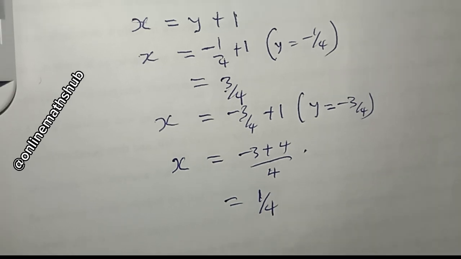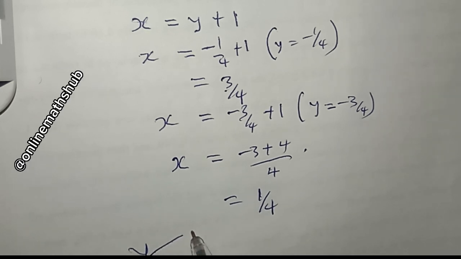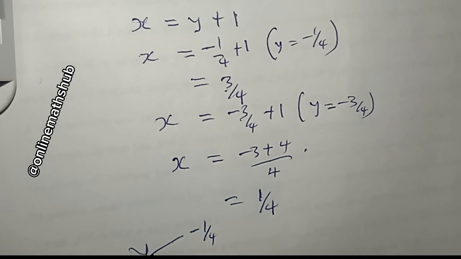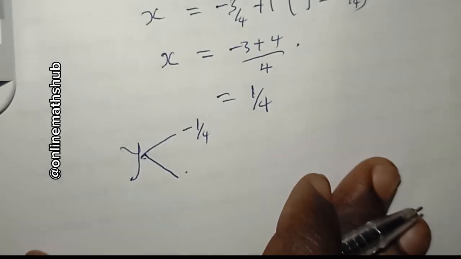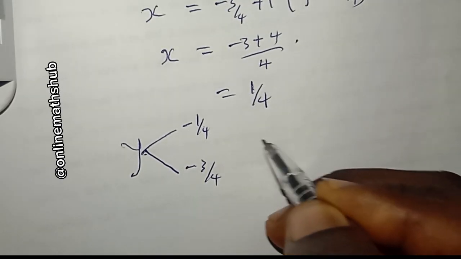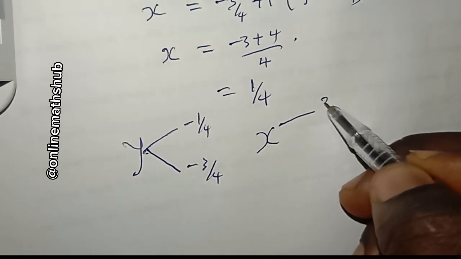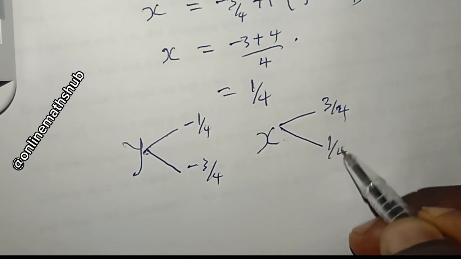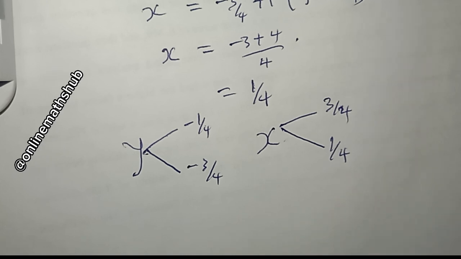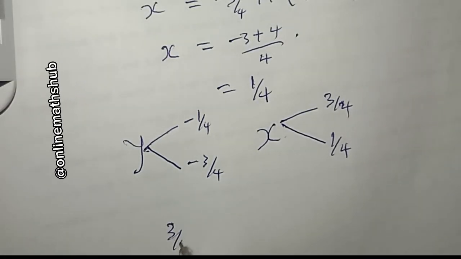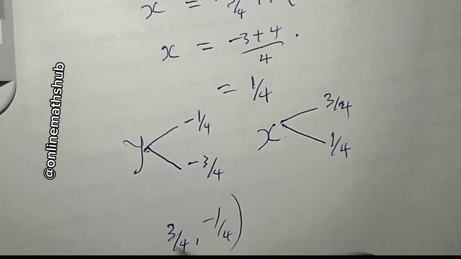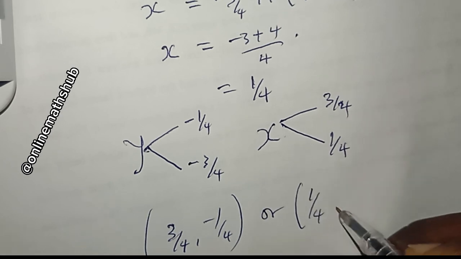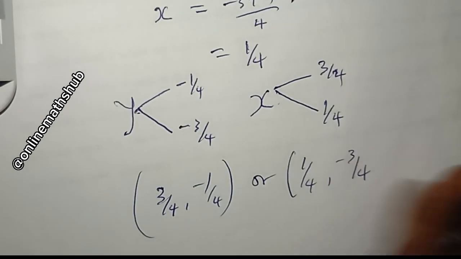Okay, so you can see clearly here that for y, I am having these two values. This is minus 1 over 4, and then for of course minus 3 over 4. And then for my x, I am having these two values. This is 3 over 4, and then of course I'm having this one 1 over 4. So you can see that the values of x that actually satisfy the equation, which of course is this question we are solving right here. So the values of x and y that satisfy that is 3 over 4 comma minus 1 over 4, or 1 over 4 comma minus 3 over 4. So these are the values that satisfy this problem.